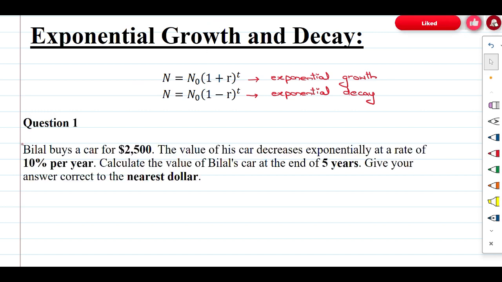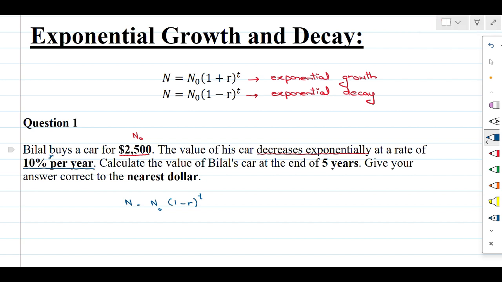Let's take a look at question number 1. Bilal buys a car for $2,500. This is the price of his car, that is the N naught value. The value of his car decreases exponentially, so for exponential decay I am going to use this formula: N equals N naught times 1 minus r, to the power t, at a rate of 10% per year. So the r value is 10.